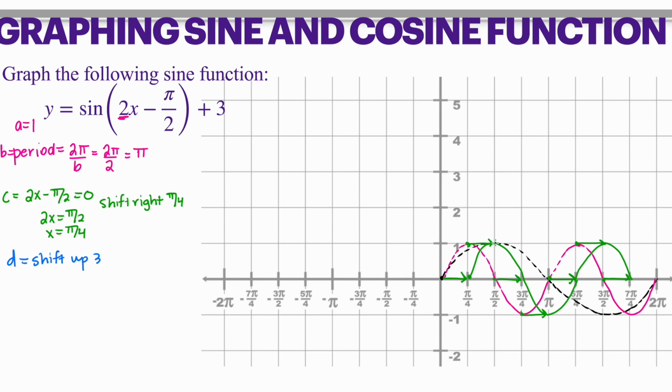So we're going to take the green dots and move them up 3. So 1, 2, 3. And we can now graph.